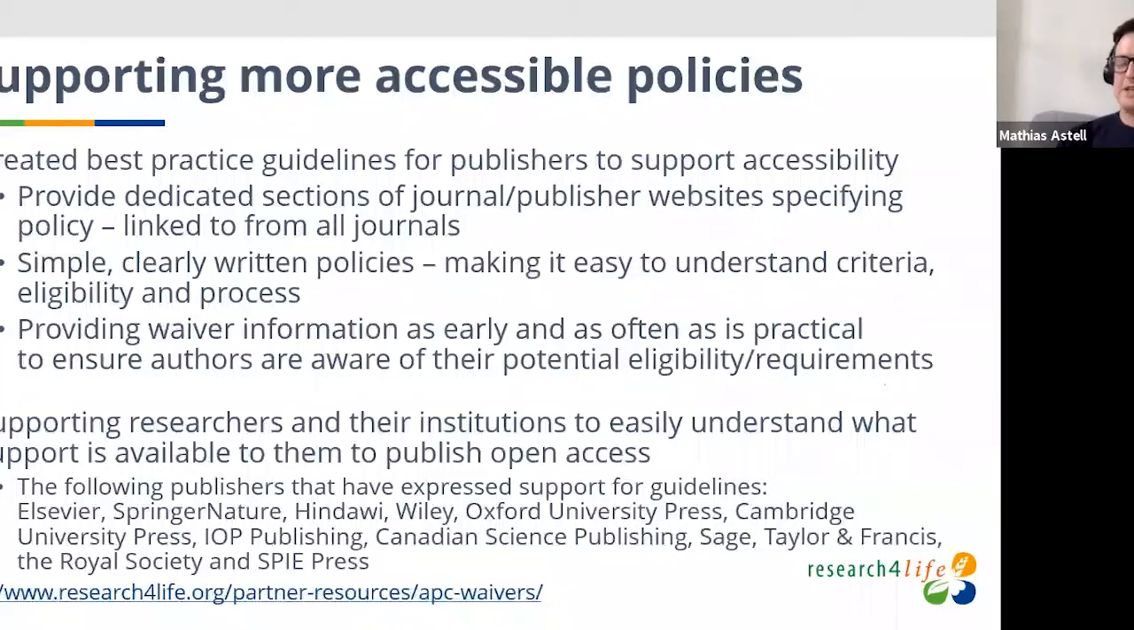Make it really easy to understand what are the criteria to be eligible, whether they be country-based or based on funding or so on, and what are the processes to then apply for that waiver. And thirdly, make sure to provide that waiver information as early and as often as is practically possible for the authors, so that it's not later on in the stages when the questions around waivers are raised, and it is transparent throughout the process what is expected of the author, where the publisher will support.